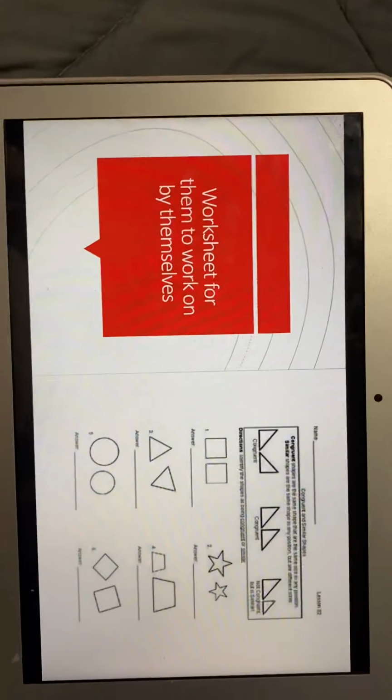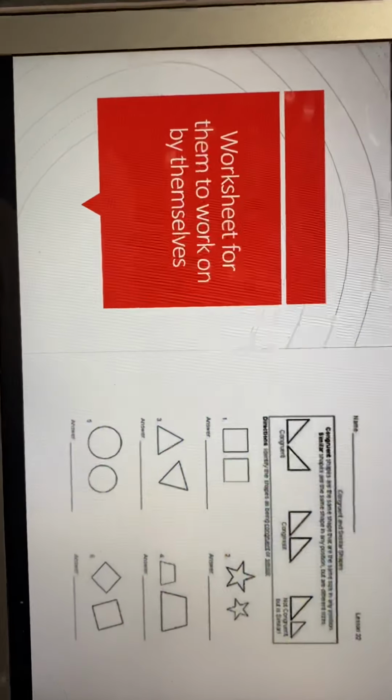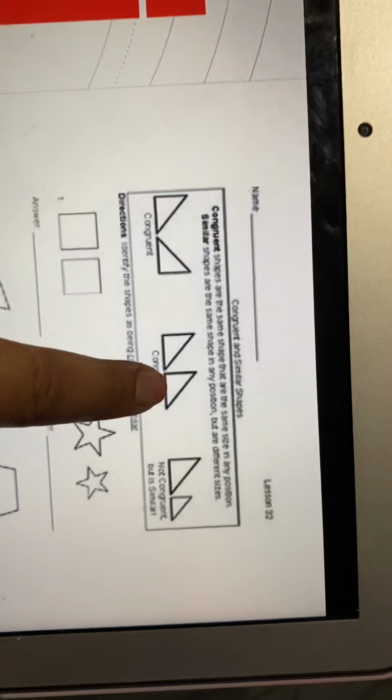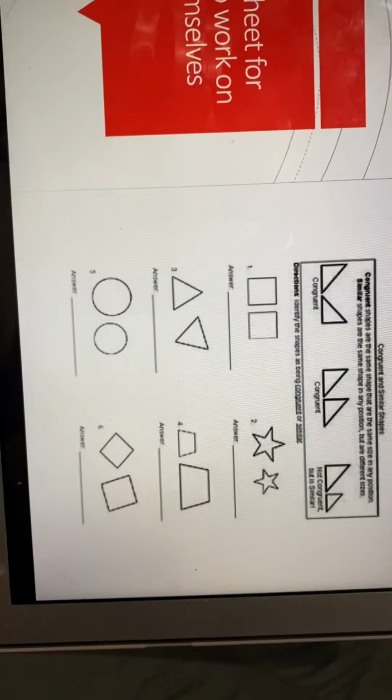After explaining and working together, I would show this worksheet for them to work on by themselves. Obviously, younger students, they don't work always by themselves, but this was an easy worksheet that I found that I thought was good because, like it says at the top, congruent and similar shapes. It also explains the definition of each word, shows the shapes and what they are, congruent, not congruent, so it's similar. And these questions show what, right here, what you would put for the answer.